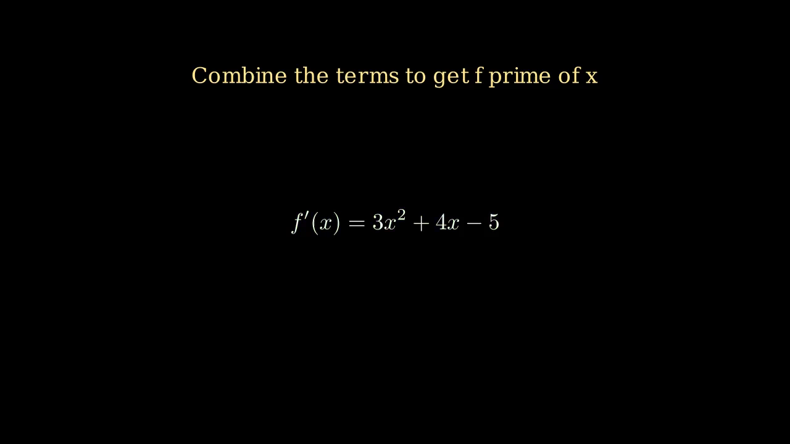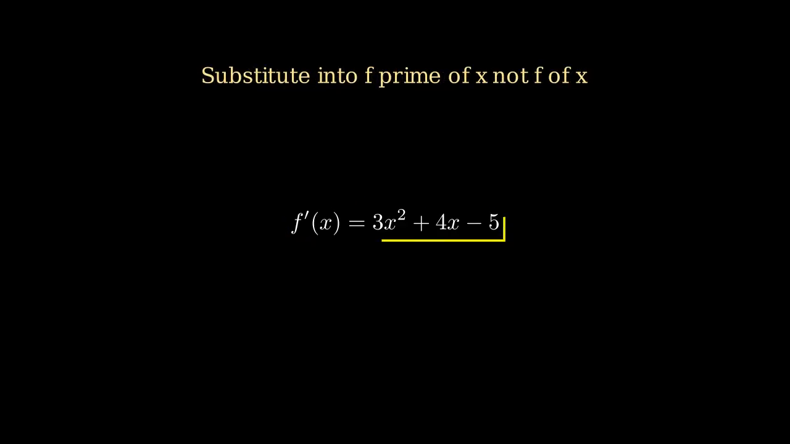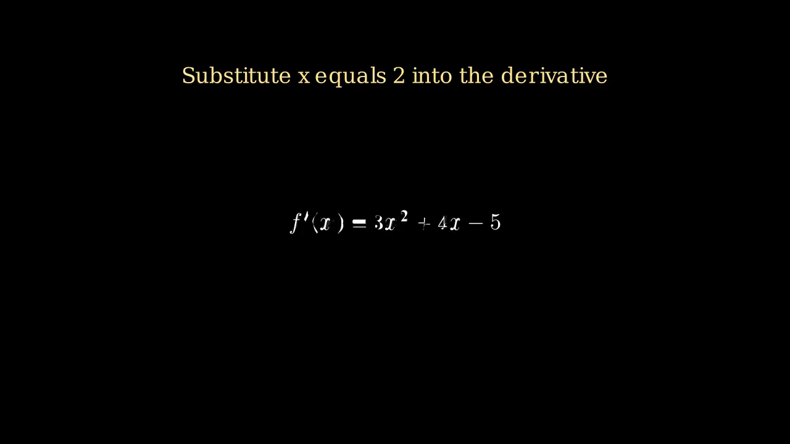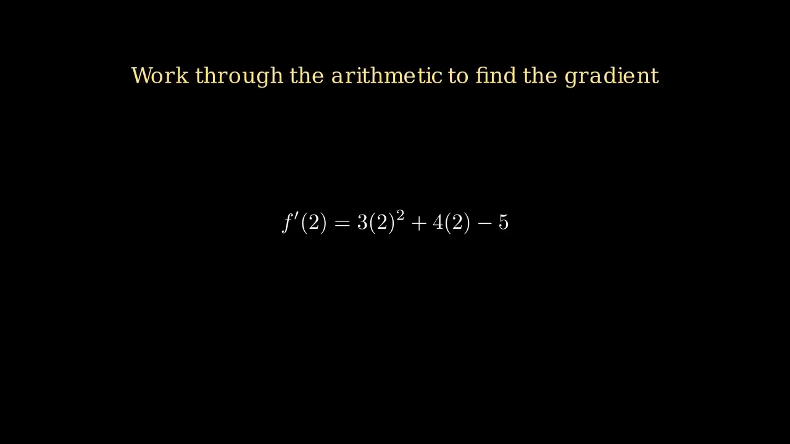Next, let's find the gradient of this curve at a specific point, say where x equals 2. To do this, we substitute x equals 2 into the derivative f prime of x, not into the original function. Substituting gives f prime of 2 equals 3 times 2 squared plus 4 times 2 minus 5. Working through the arithmetic, that's 3 times 4 plus 8 minus 5, which equals 12 plus 8 minus 5, giving 15. So the gradient of the curve at x equals 2 is 15.